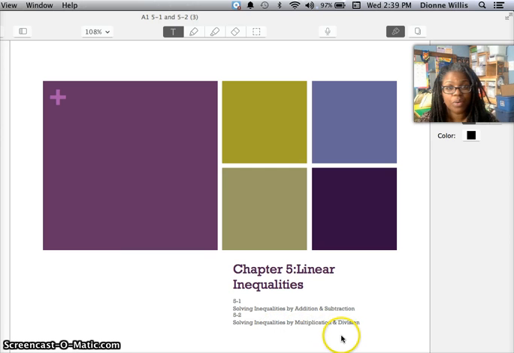It's a lot like solving equations. I figure you guys know how to solve equations pretty well. So we're going to just continue on and we'll put these two things together, and I think it'll make good sense. So let's get started.